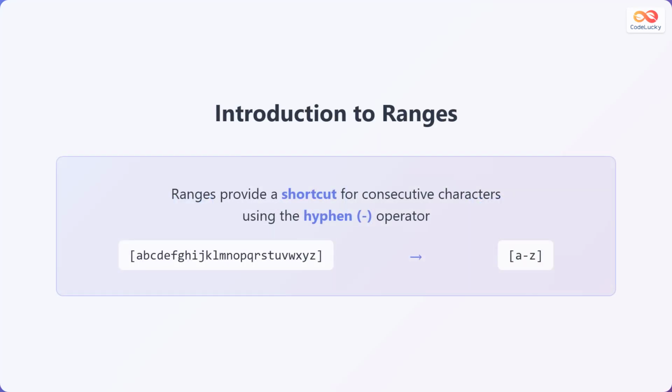Ranges provide a shortcut for consecutive characters using the hyphen operator. Instead of writing out every character individually, we can specify a range. For example, [abcdefghijklmnopqrstuvwxyz] can be simplified to [a-z].